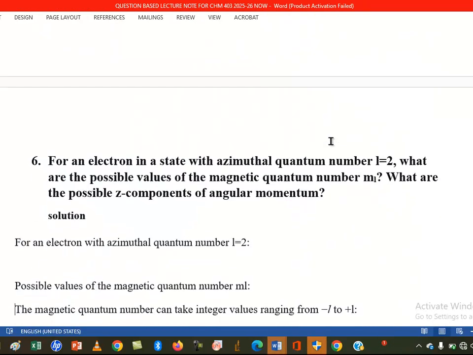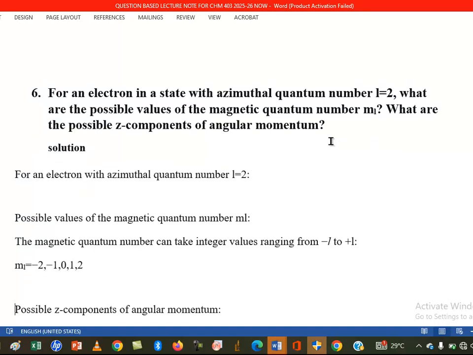Now we move on to another important question here. Question 6. For an electron in a state with azimuthal quantum number, we talked about the principal quantum number, azimuthal quantum number, magnetic quantum number, and even the spin quantum number. So remember that. For an electron in a state with azimuthal quantum number l equals, what are the possible values of the magnetic quantum number m_l? And what are the possible z components of angular momentum?